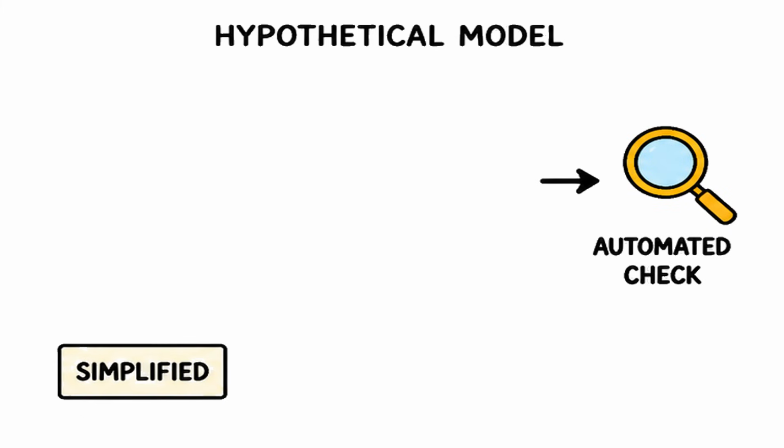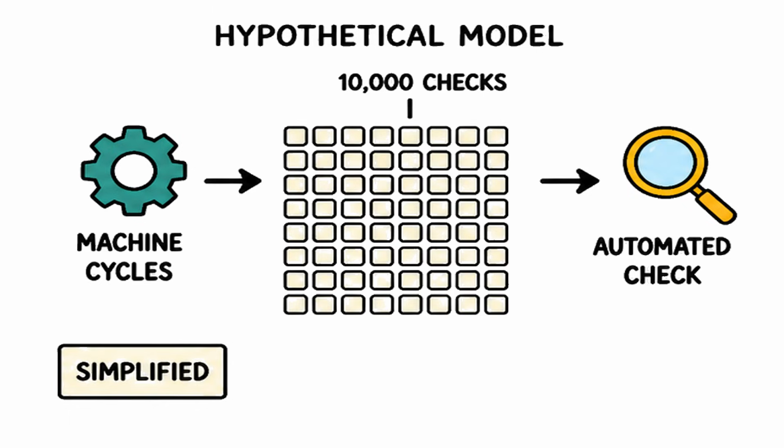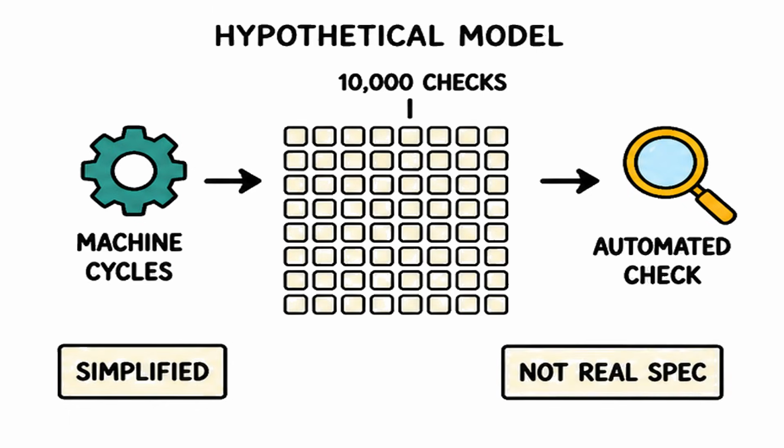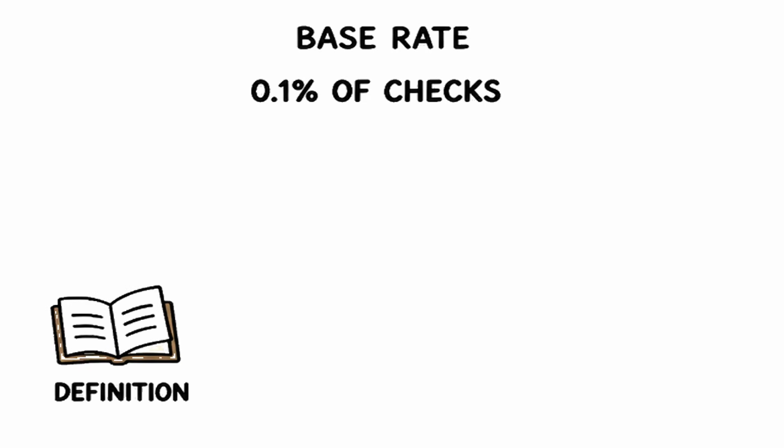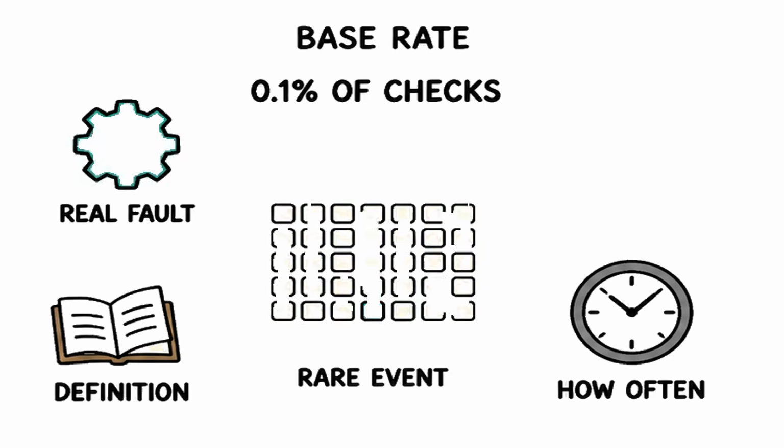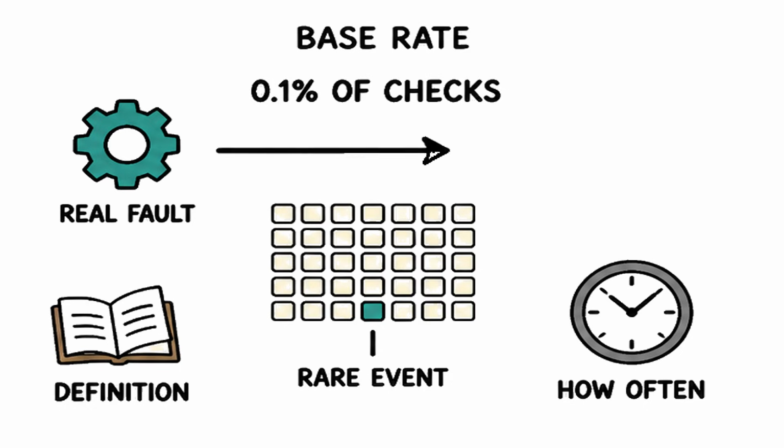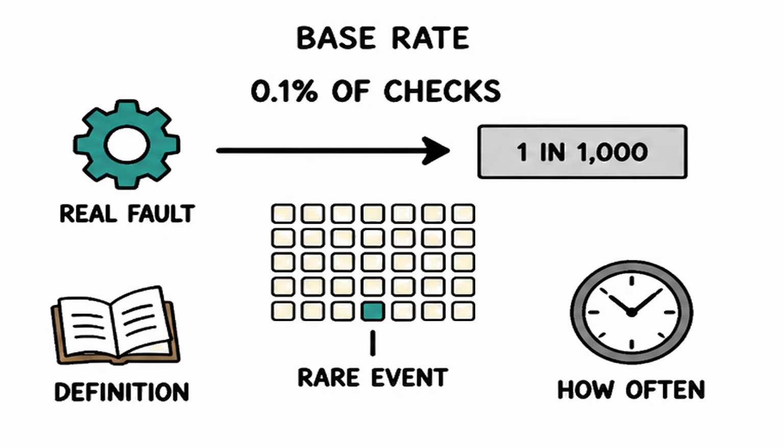Imagine an automated system that checks 10,000 machine cycles. This is a simplified example, not a real specification, so the numbers stay clean and easy to follow. First, the base rate. Base rate means how often the real event actually happens. In this model, a true fault occurs in only 0.1% of checks. That is 1 in 1,000.